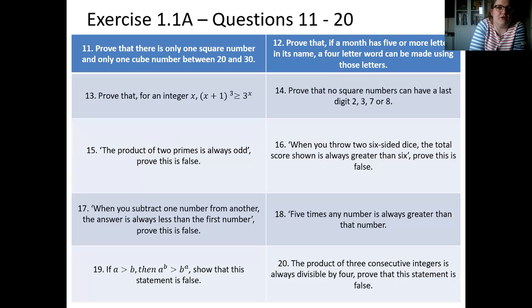And here we've got some more questions. So we've got 11 to 20 now, and these are a combination of our proof by contradiction or counterexample, depending on how you want to call it, and our proof by exhaustion. First two, really nice. So prove that there is only one square number and only one cube number between 20 and 30. Number 12, prove that if a month has 5 or more letters in its name, a 4-letter word can be made using those letters. That's again quite a nice one.